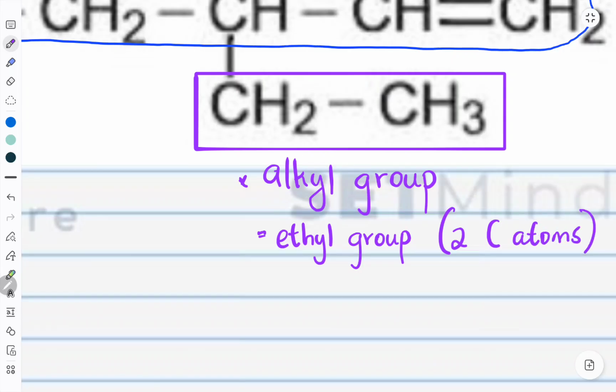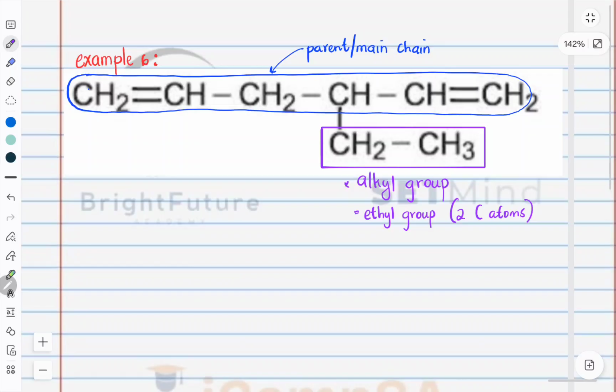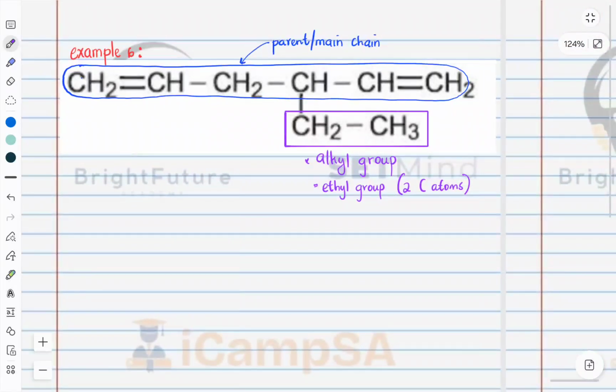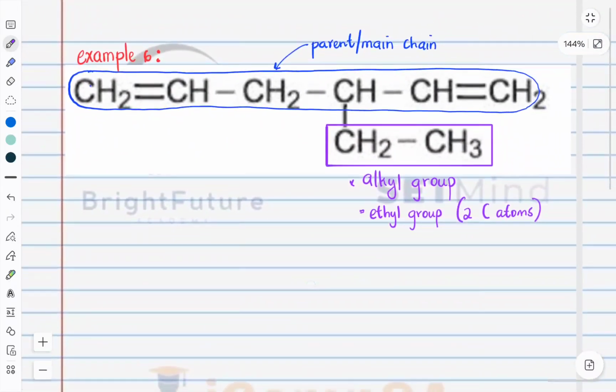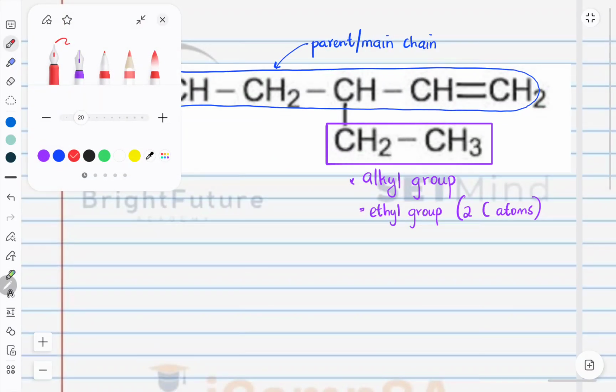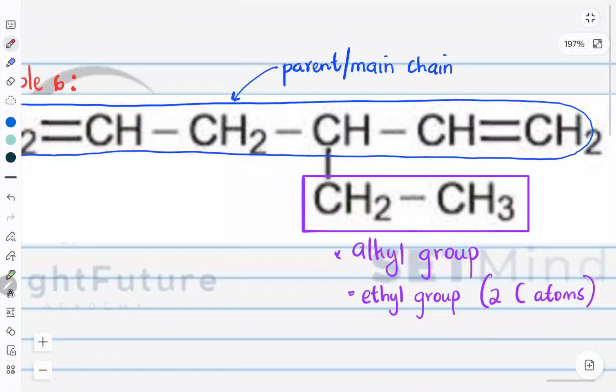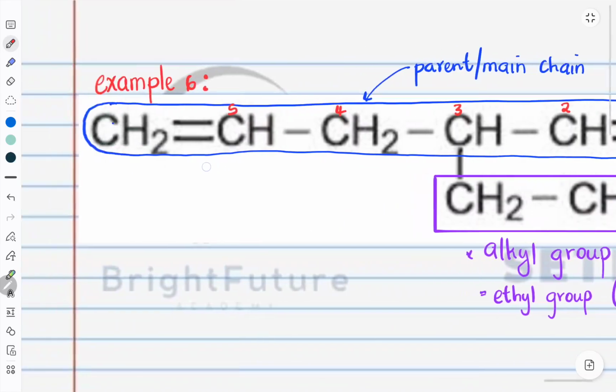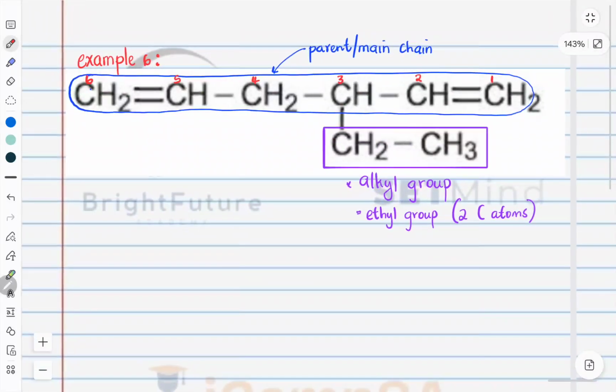Because it has two carbon atoms. Okay. All right, so now we can start counting. Which side is it better to count from? Again, we try. We go from right to left. We say 1, 2, 3, 4, 5, and then 6. So when we count from right to left, we notice that the first double bond is on the first carbon atom, and then the second double bond is on the fifth carbon atom.